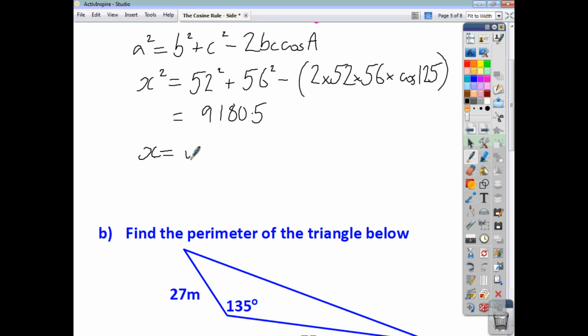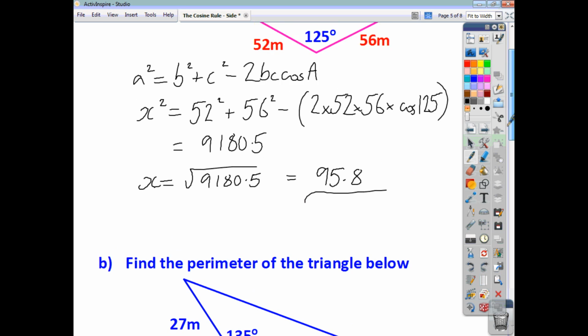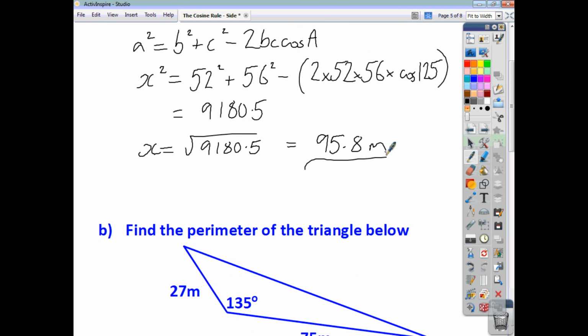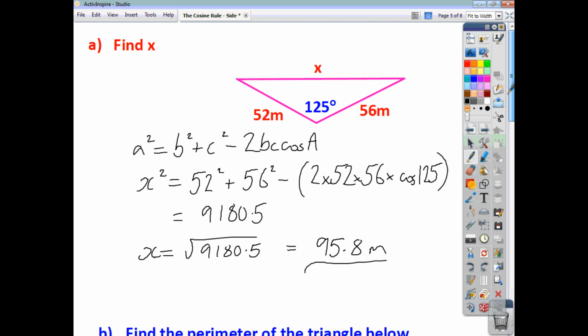And you square root that to find x. So x itself is the square root of all of this, and you get an answer of 95.8. And your units are meters. And does that look in proportion? Yes, it does.